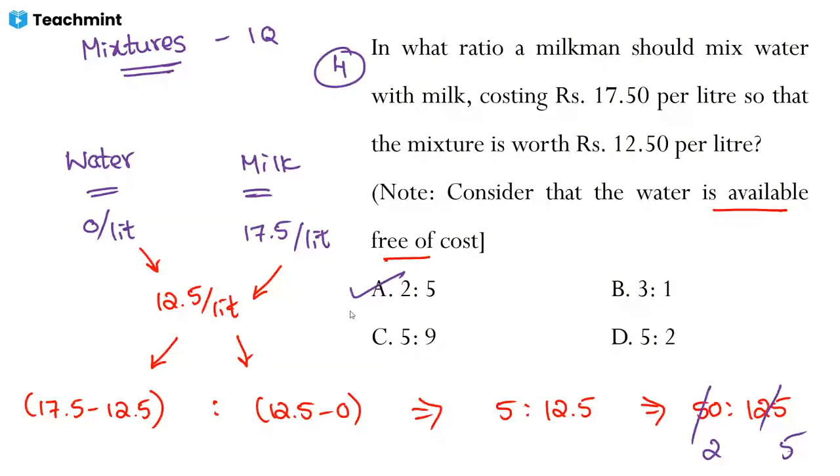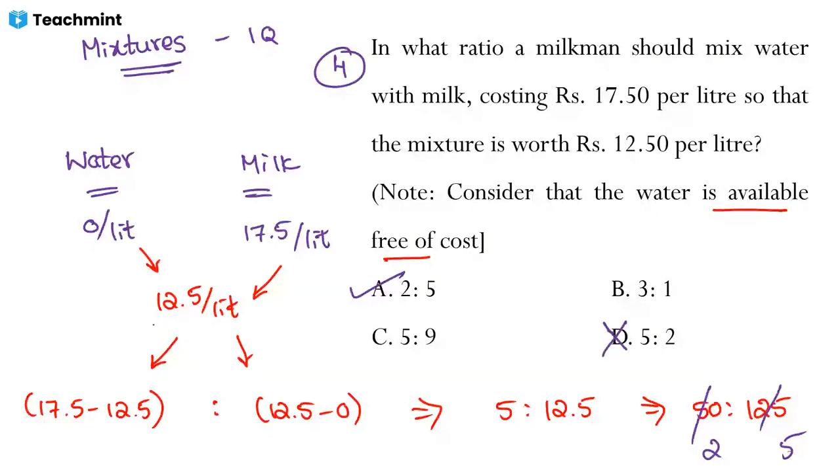First of all, with common sense, I'm mixing water. Let's say this is water at 0 and here milk is 17.5. On mixing, you got 12.5. 12.5 is close to milk, so you should take more from milk only. So 5 is to 2 is wrong.